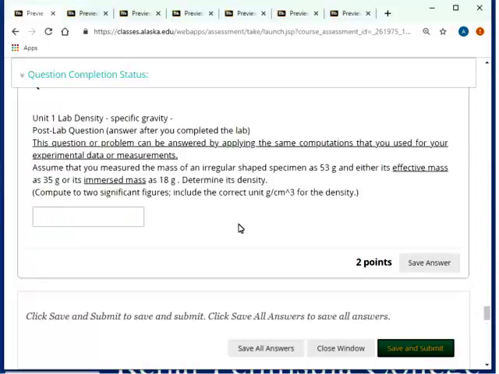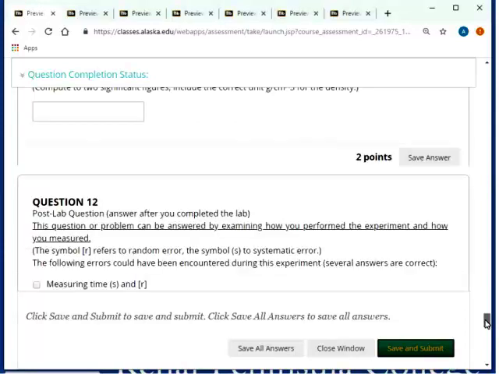This one here is the specific gravity part. So you used one of two methods. You used either the immersed mass method or the effective mass method, and you have to do something here with the original mass of the specimen of 53 grams and either 35 grams or 18 grams. And again, you have your own data and figure out what the density is. The specific gravity equation comes up with a number without units. Just attach the units and you get the density for that. Specific gravity and density are the same numbers, just one with units, the other one without. And the reason they're the same numbers is because they're based all on water, which by definition has a density of 1.00 grams per cubic centimeter.